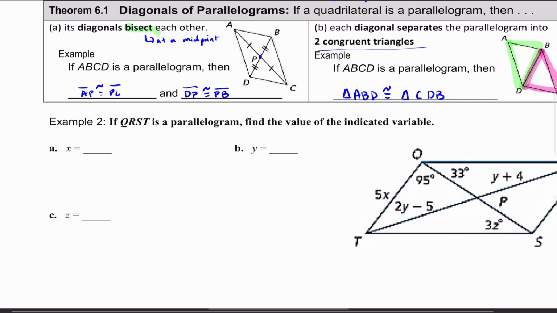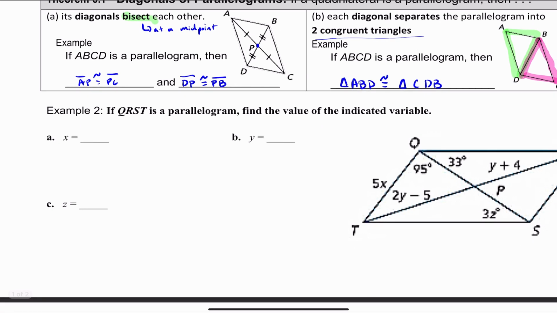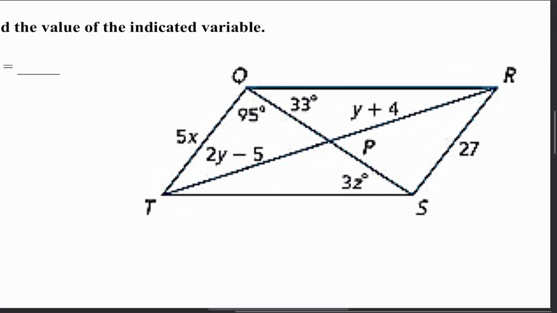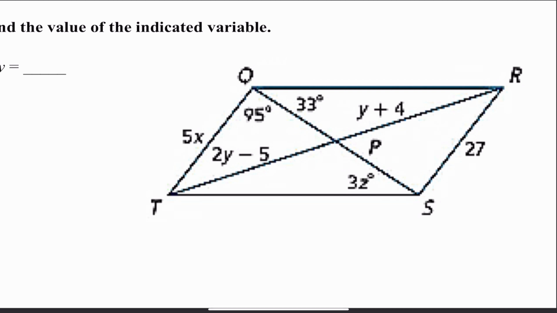Okay, so let's go ahead and take a look at example two together. If QRST is a parallelogram, find the value of the indicated variable. So we can assume that QRST is a parallelogram. This is what we can assume. So that means opposite sides are congruent, opposite angles are congruent, the diagonals of a parallelogram bisect each other at a midpoint, and all those sort of things that we've already looked at and talked about. And we're going to go ahead and apply that to this figure. So let me go ahead and take a look. This is a parallelogram. Once again, we can assume that because it's said from our given.